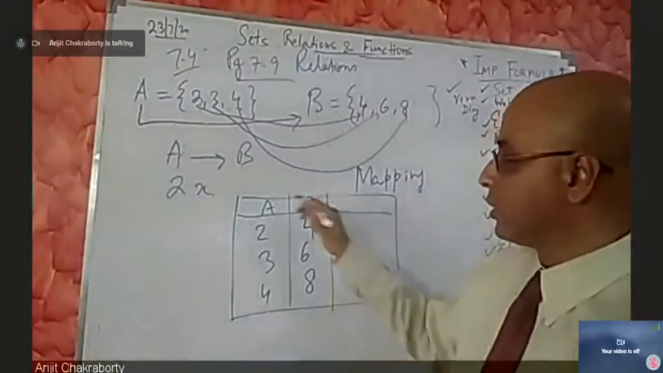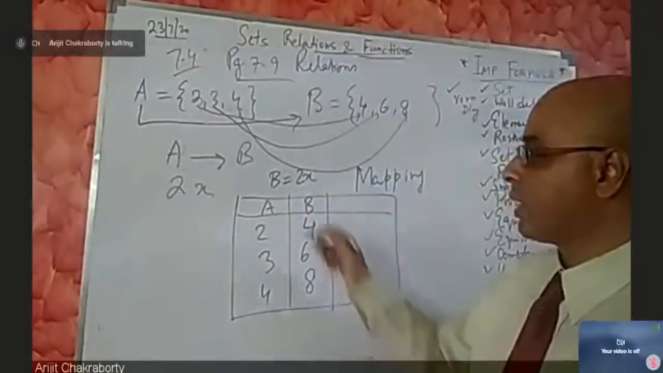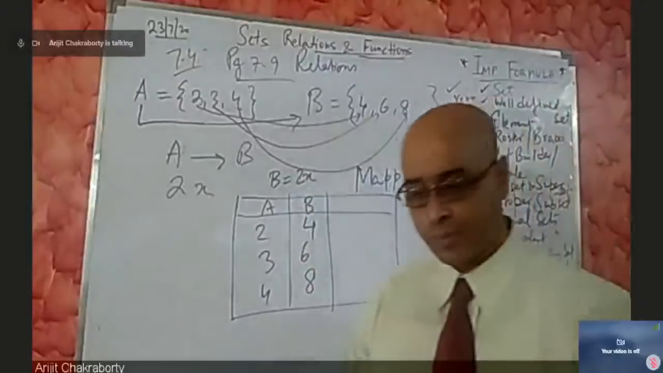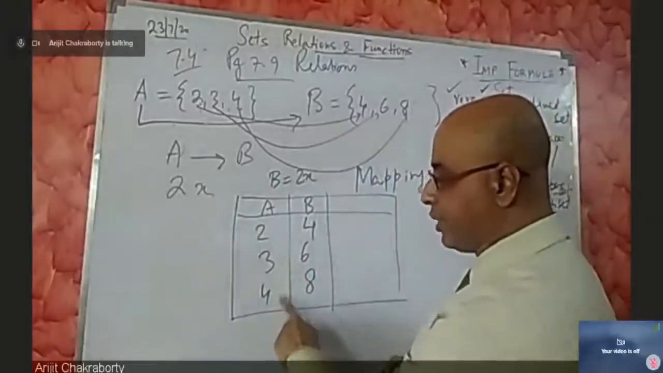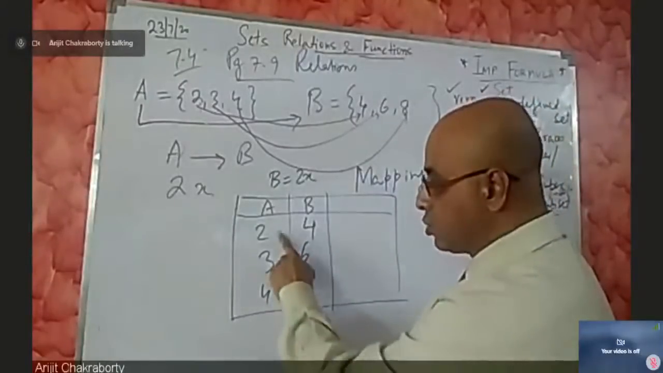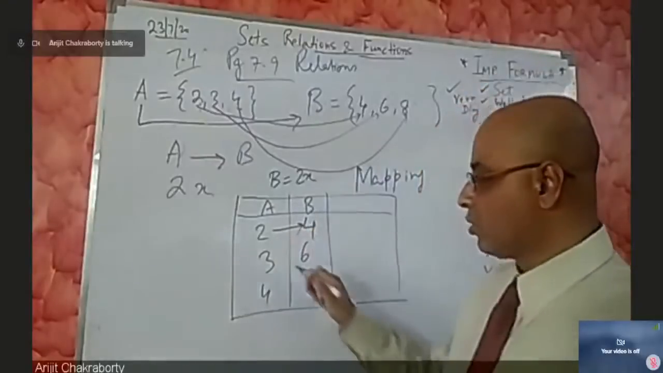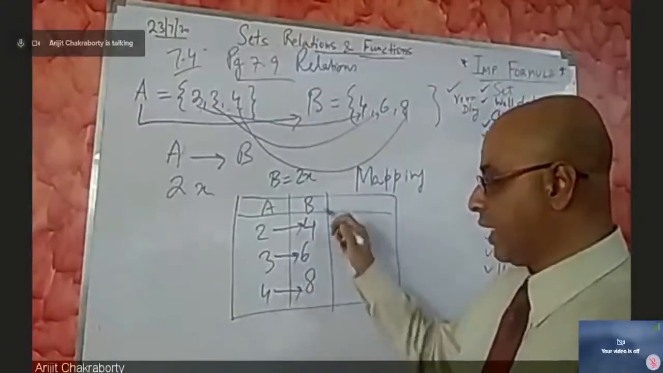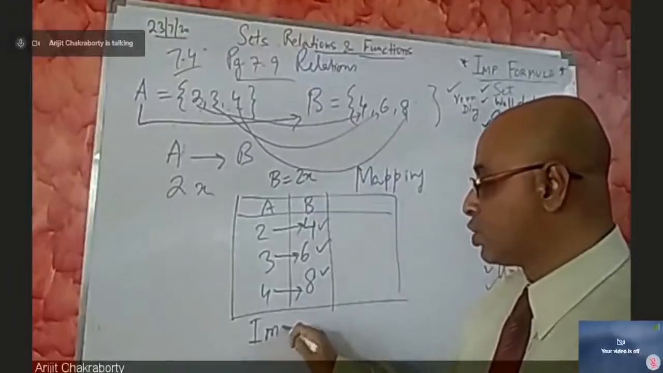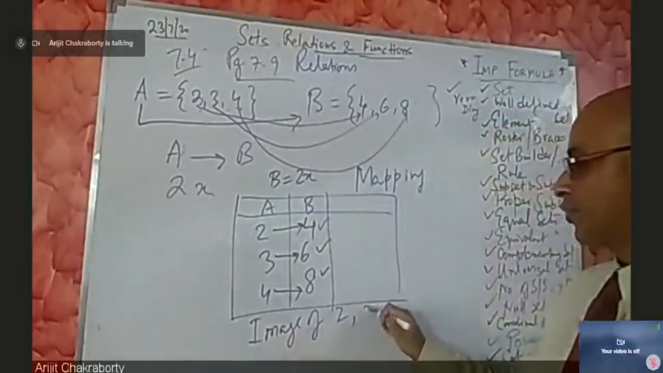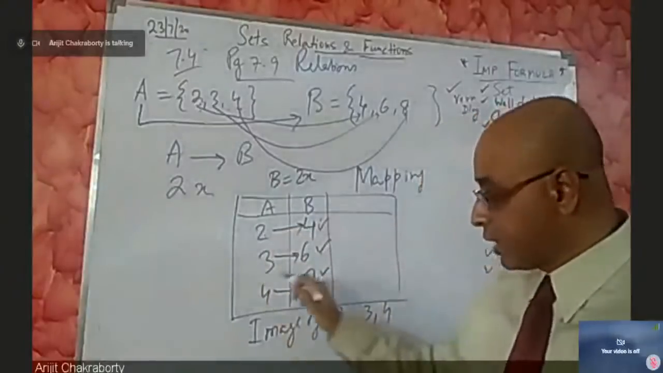There's a relation. The relation is B is 2x, where x is an element of A. Please note this 2, 3, 4, a very important concept. 2 is linked with 4, 3 is linked with 6, 4 is linked with 8. So 4, 6 and 8 are called the image of 2, 3 and 4. 4 is the image of 2, 6 is the image of 3, 8 is the image of 4.